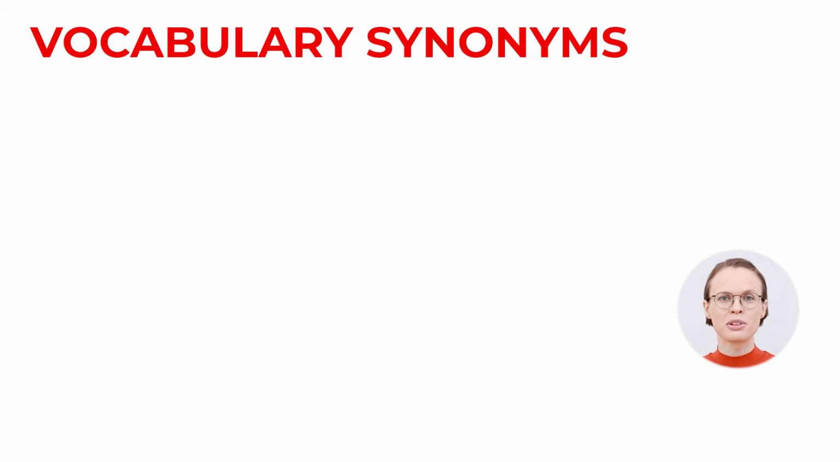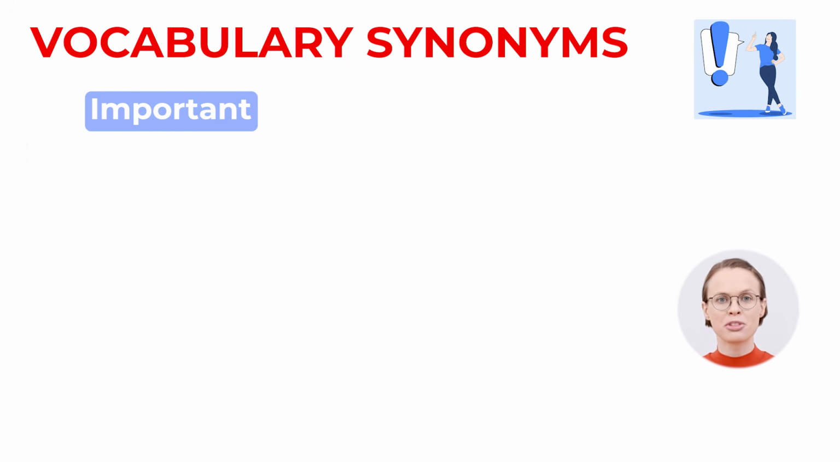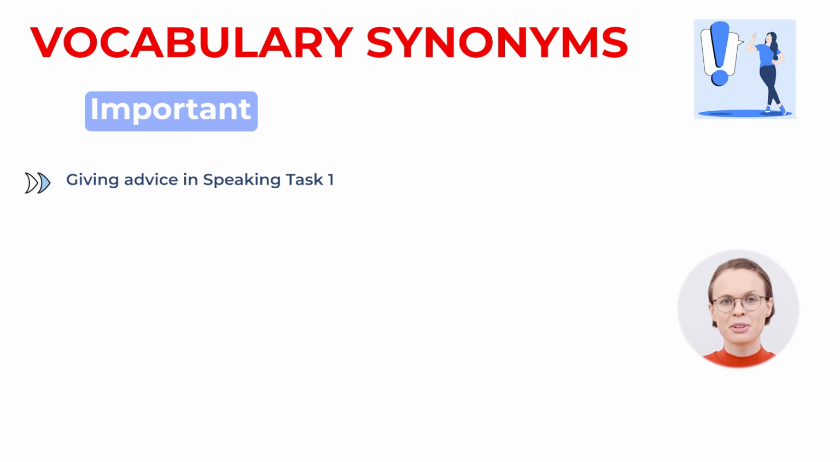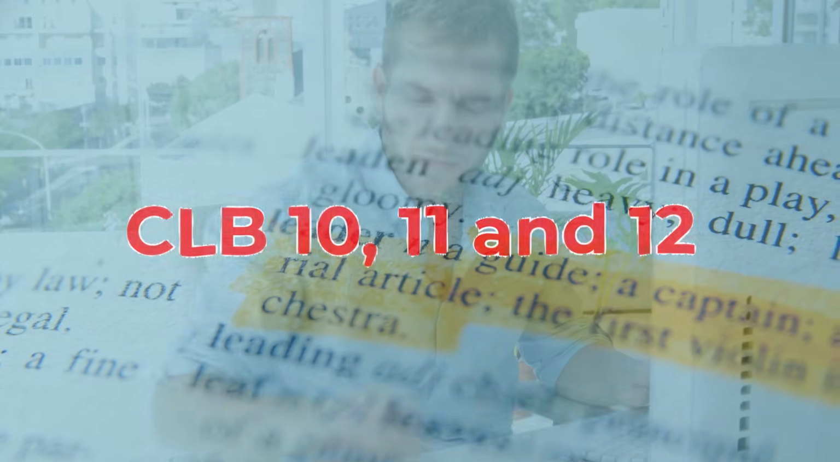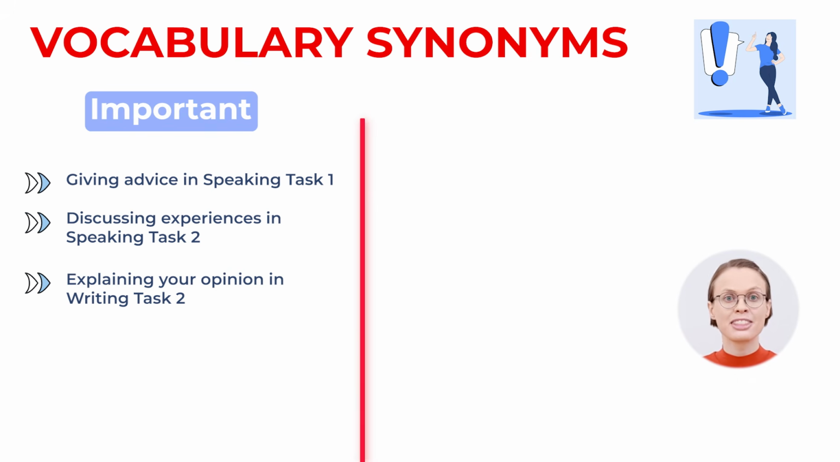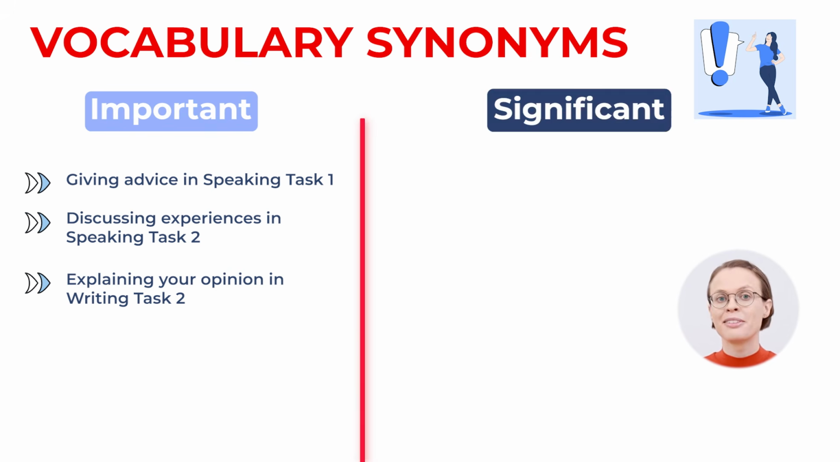The first word that appears constantly in CELPIP responses is important. You'll use it frequently when giving advice in Speaking Task 1, discussing experiences in Speaking Task 2, or explaining your opinion in Writing Task 2. Most test takers rely on this word repeatedly. However, using the same word multiple times doesn't demonstrate the vocabulary range that examiners look for in CLB 10, 11 and 12 answers. A much more sophisticated alternative is significant.